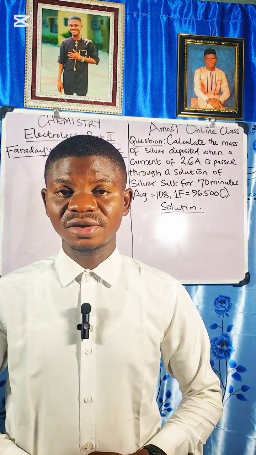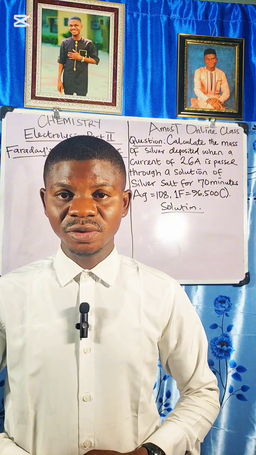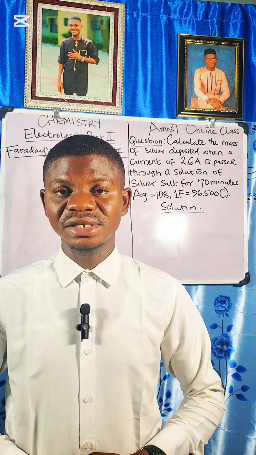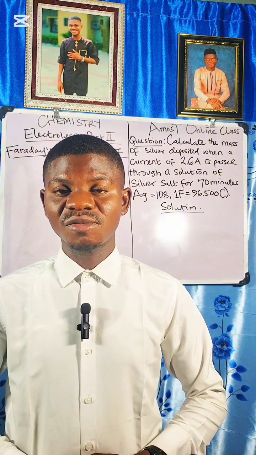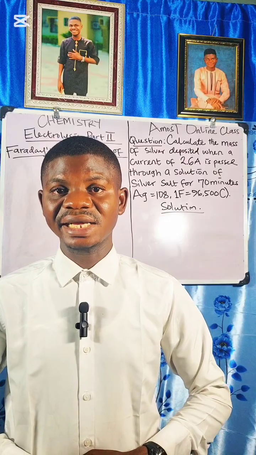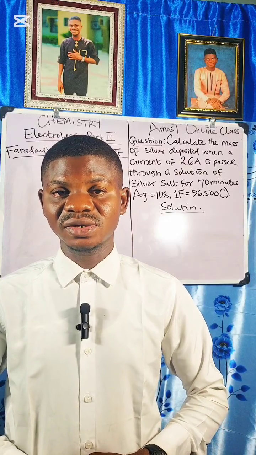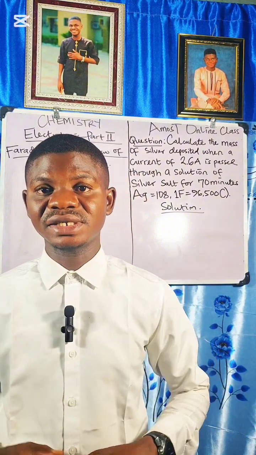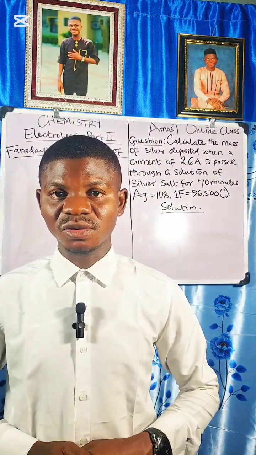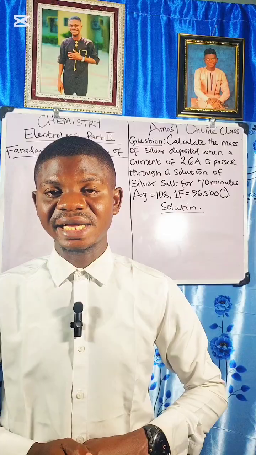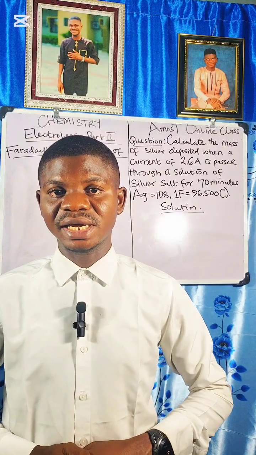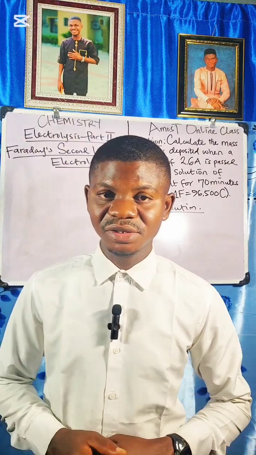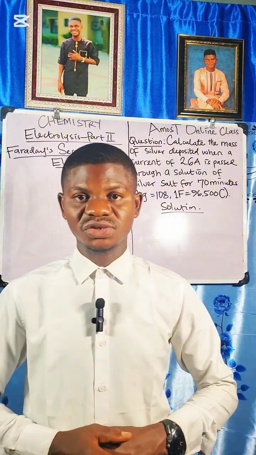Faraday's second law of electrolysis states that when the same quantity of electricity is passed through different electrolytes, the relative number of moles of the element discharged are inversely proportional to the charges on the ions of the element. That is a statement of Faraday's second law of electrolysis.